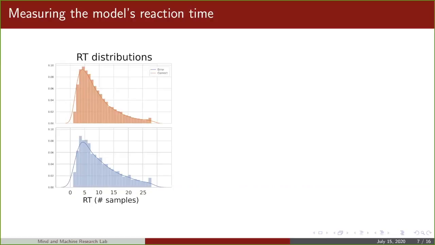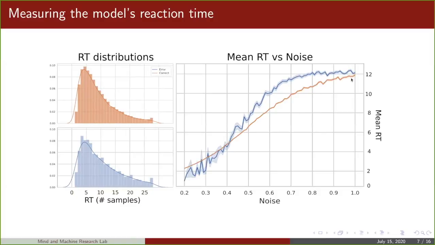Additionally, this is done for a noise level of 0.7, so 0.7 variance in the noise. And we can see that varying the noise from really noisy here at 1 to 0 creates this nice monotonic relation in the reaction time for both correct and error responses.